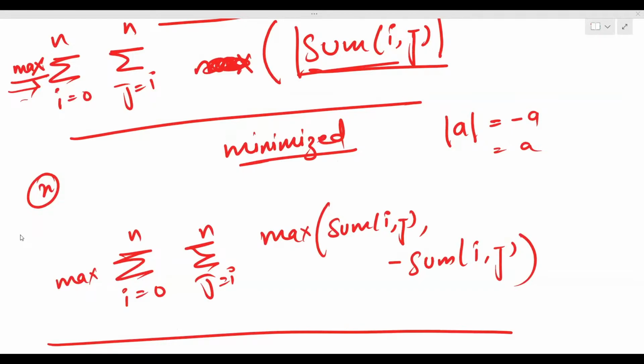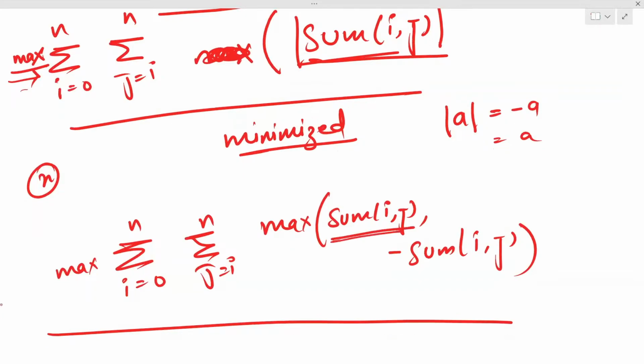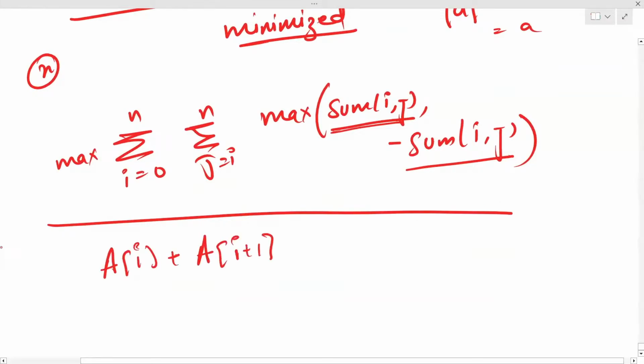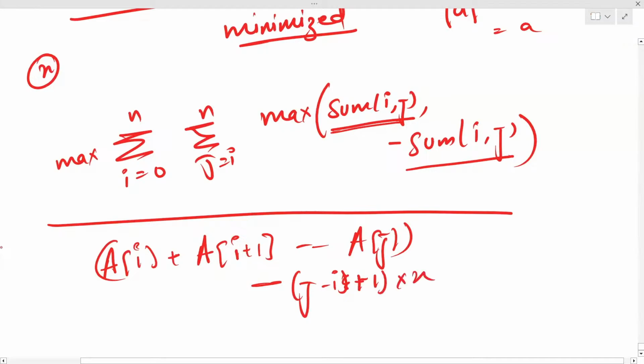Now, okay, let's see this thing. So sum of I to j and minus sum of I to j. Sum of I to j is nothing but a of I plus a of I plus 1, everything till a of j. This is this thing minus j minus I plus 1 times x, because everything will get subtracted by x once, right? Yes, no, anything? This is a really easy problem to follow the maths.